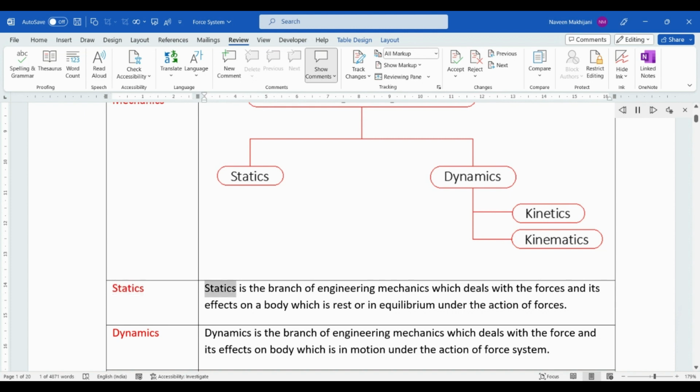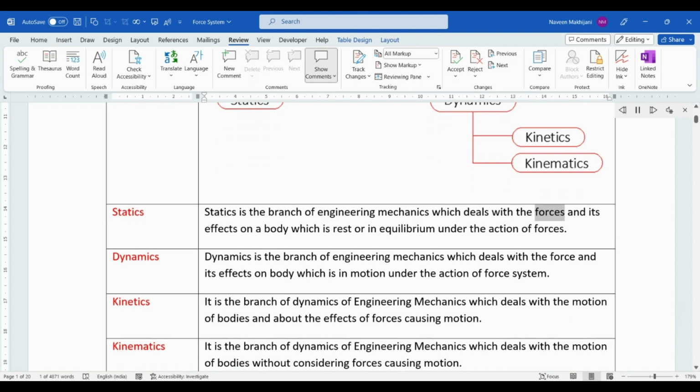Statics. Statics is the branch of engineering mechanics which deals with the forces and their effects on a body which is at rest or in equilibrium under the action of forces. Dynamics. Dynamics is the branch of engineering mechanics which deals with the force and its effects on a body which is in motion under the action of a force system.